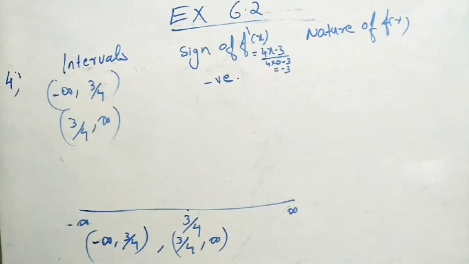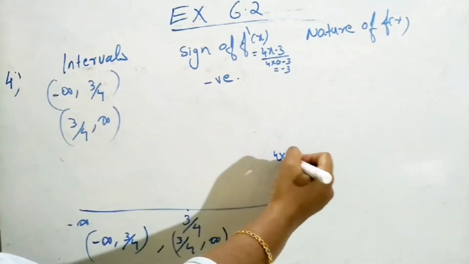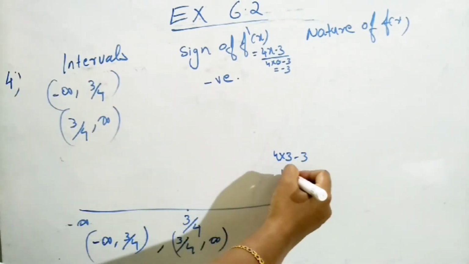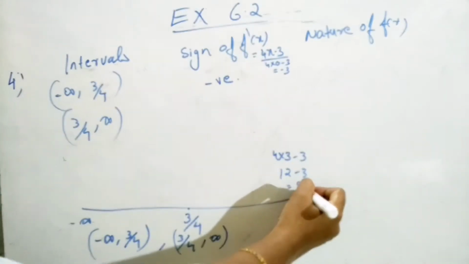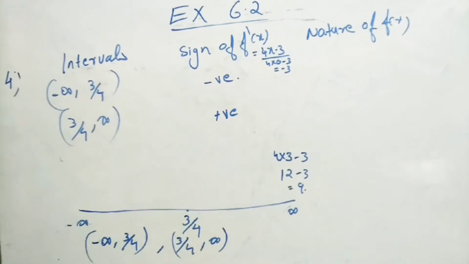And 3 by 4 to infinity, you can take any number. So I am going to take 3. So 4 into 3 minus 3, that is 12 minus 3, which is equal to 9. So in this interval, the sign of f dash of x is positive.